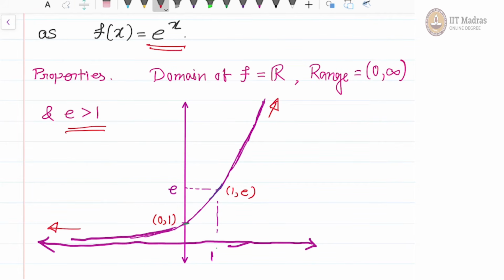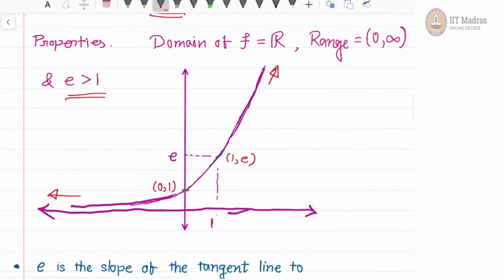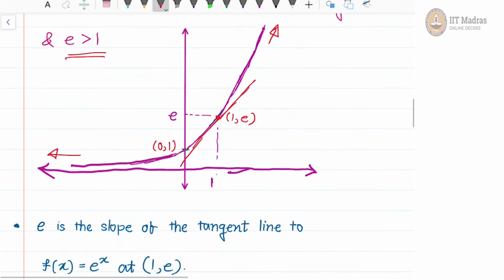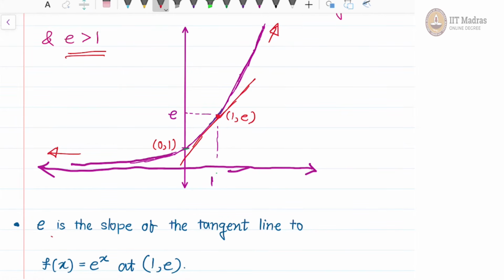For a general exponential function, the same properties hold true. Now what makes e special, and what is something special that is not true with a general exponential function? If you look at the point (1, e) and draw a line tangent to the curve passing through this particular point, the slope of this line will be e. That is very special. So e is the slope of the line that is tangent to the curve y equals e raised to x at (1, e). So that is one thing.